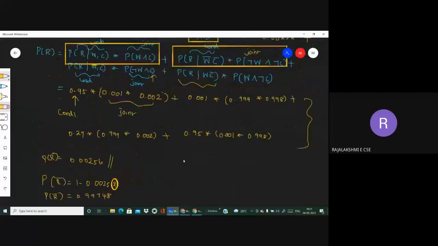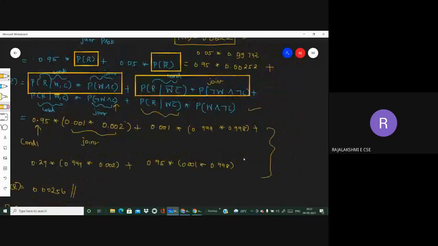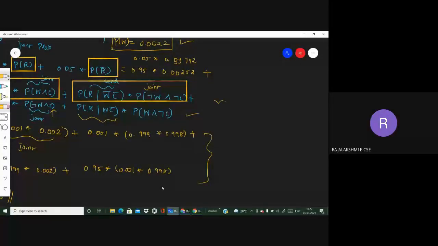Understood, ma'am. Okay, listen. Some people, as in our book, calculate the probability of rain, and from the total probability they subtract to get not getting rain. Even for not getting rain, they calculate using this formula. In such cases, what modification will you make in this formula? Can anyone say? A minor modification in this formula. The probability of not getting rain.